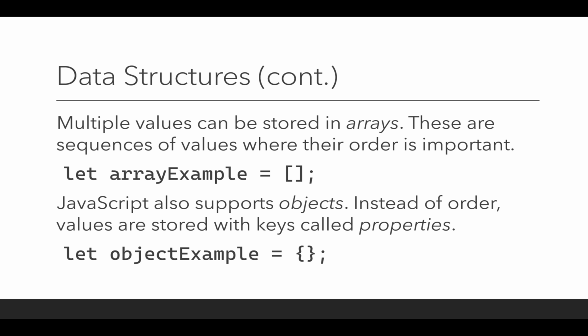JavaScript also supports objects. Instead of caring about order, values are stored instead with keys called properties. These exist in a key-to-value relationship, where you use the key, called a property with an object, to access the value. So for arrays, position is important, and their index is how they are accessed within their sequence. For objects, the order is not important, and instead, the properties or the keys to access those values are important.